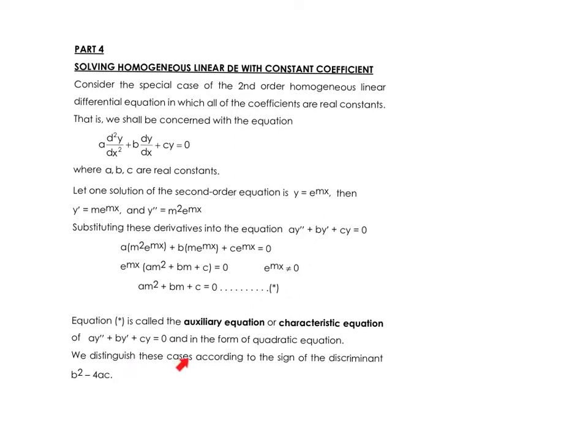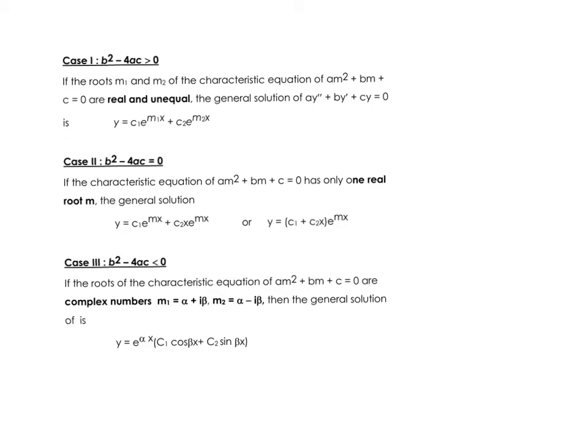Then we distinguish the cases according to the sign of the discriminant b squared minus 4ac. So first we have the equation, and then we change it to the auxiliary equation by substituting y prime and y double prime, and then we get the auxiliary equation. Next, we have 3 different cases when we solve the auxiliary equation.